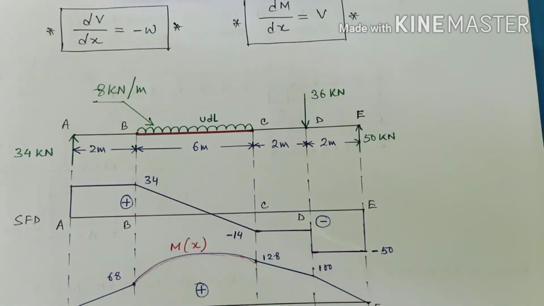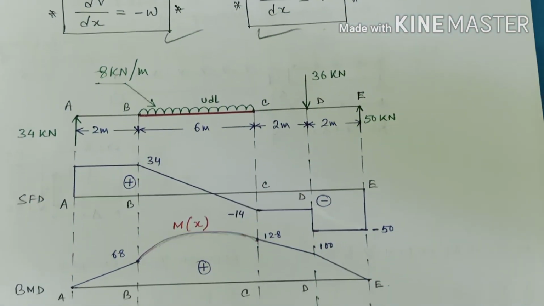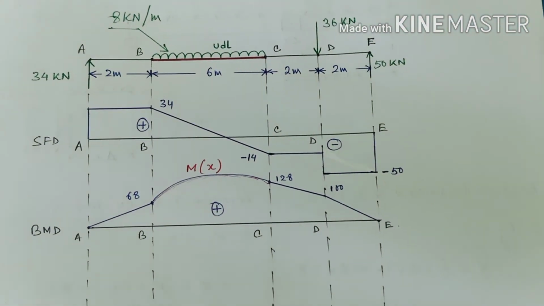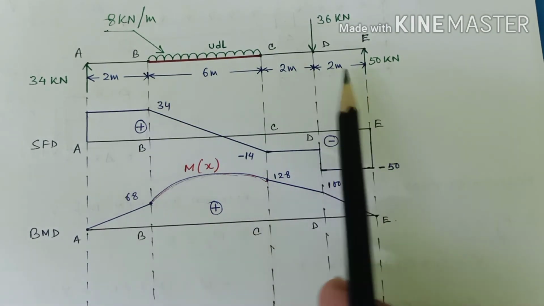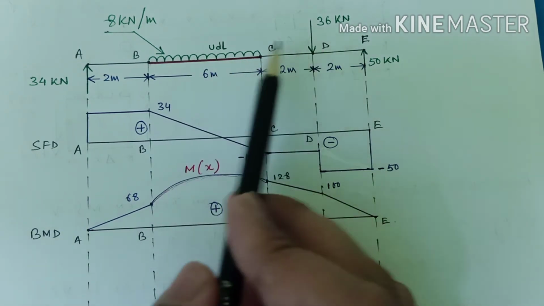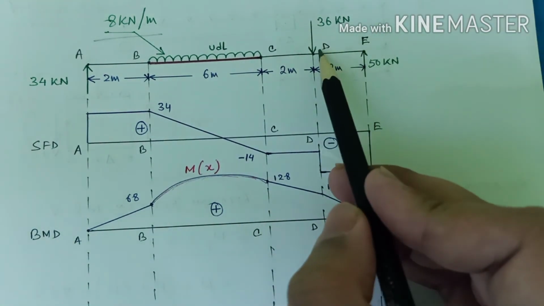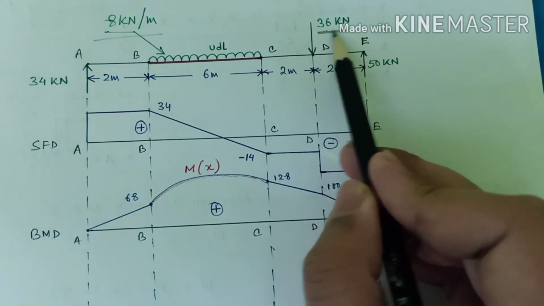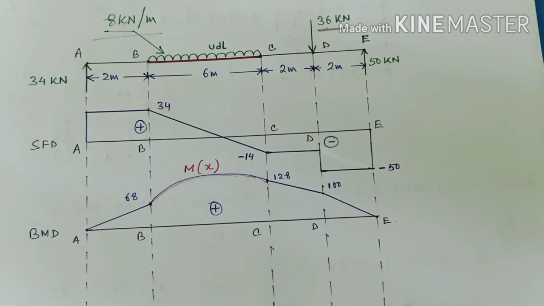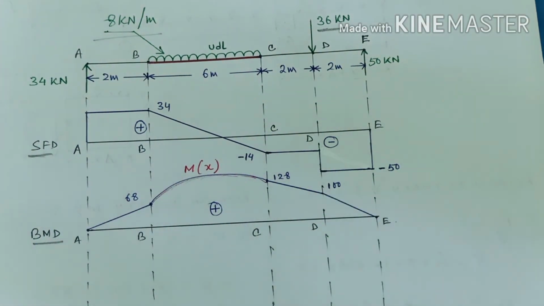So let us look at the example. I have written these two equations here that we were interested in. So let us take this example. This is a beam where two supports are given at these two ends. We have a UDL in this section BC, and the value of UDL is 8 kilonewtons per meter, and at this point D we have a point load that is 36 kilonewtons. If we try to analyze this beam and draw the SFD and BMD, you will get something like this.